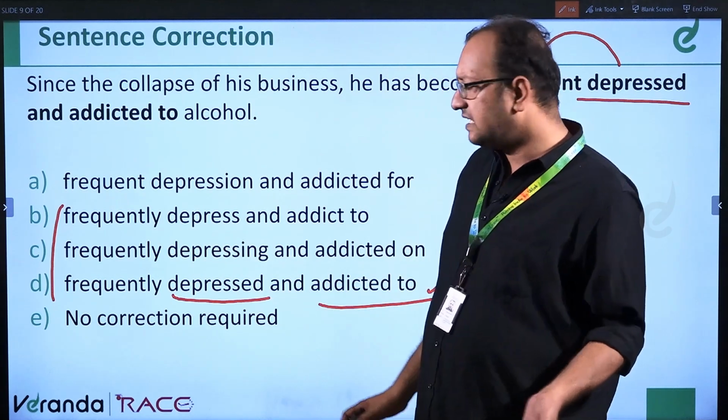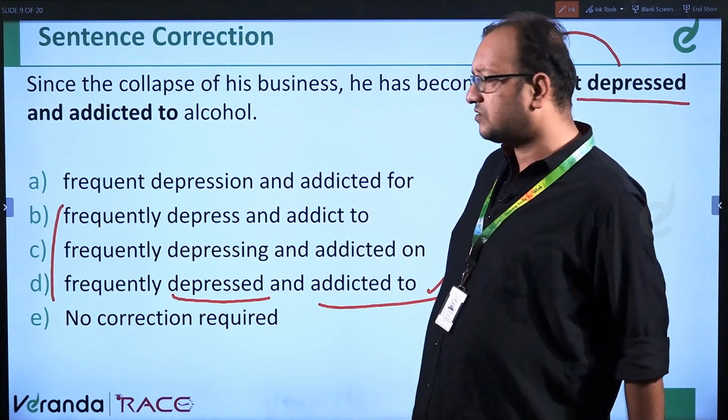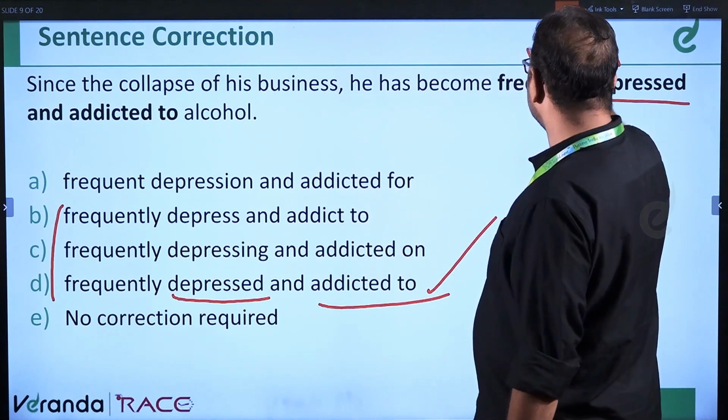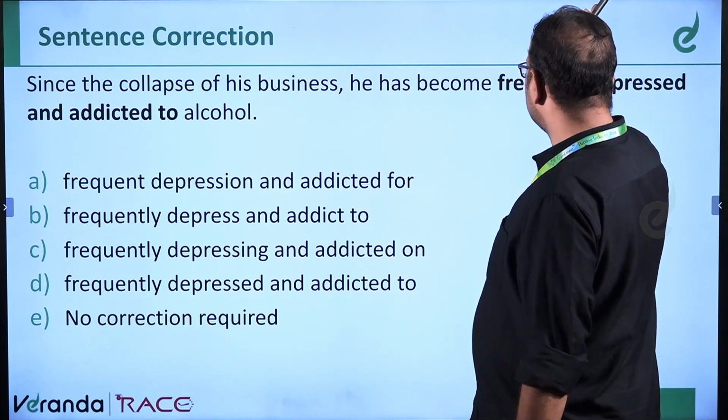Frequently depressing is incorrect because he is depressed. An adjective should be there. Okay. So fine. Next question.